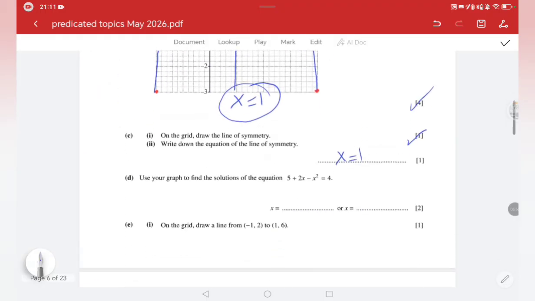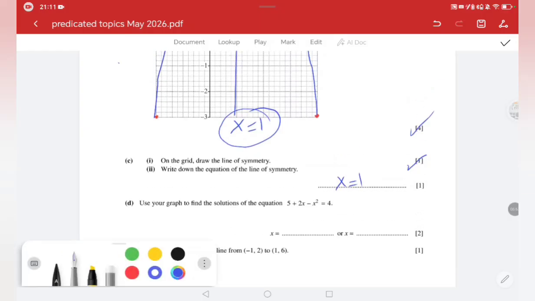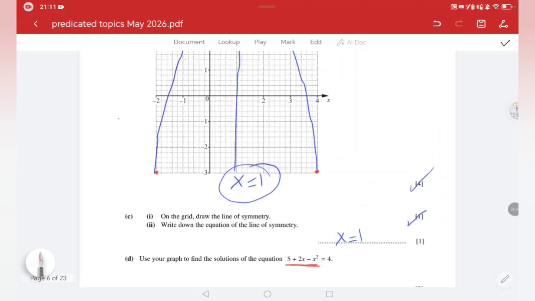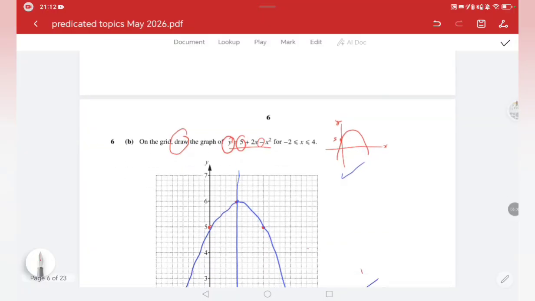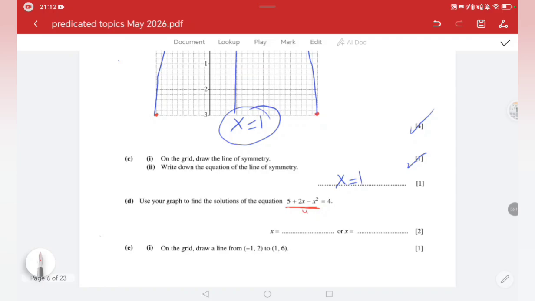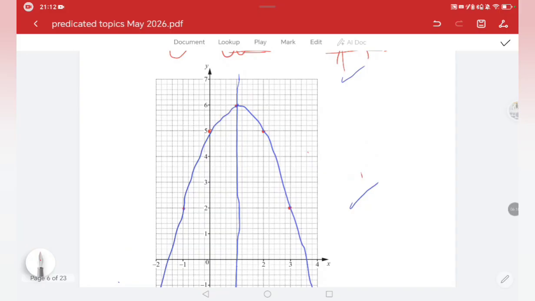So next one, use your graph to find the solutions of these equations. What is this equation? This one is my graph. What do we call it? y, right? So this graph is y. They said y equals 4. So y equals 4 means a horizontal line at y equals 4. Let's draw y equals 4.